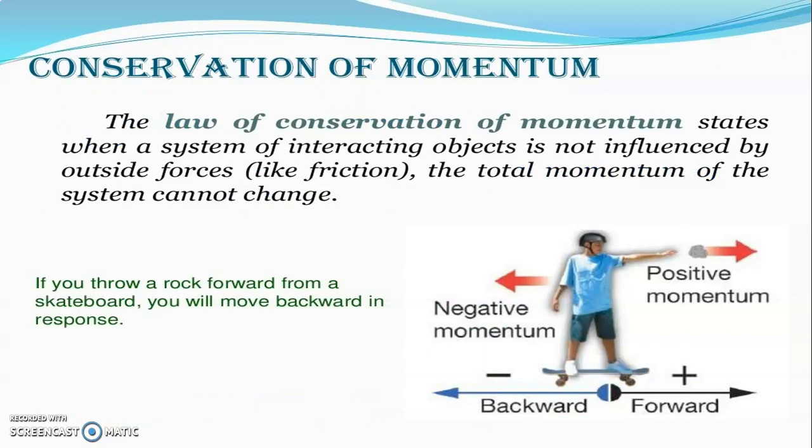Next one, beta, is the law of conservation of momentum. What is the law of conservation of momentum? The law of conservation of momentum states that when a system of interacting objects is not influenced by outside forces like friction, the total momentum of the system cannot change.